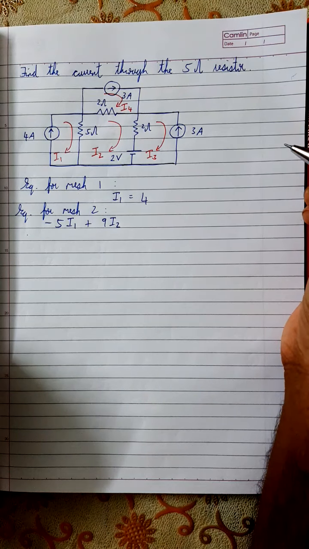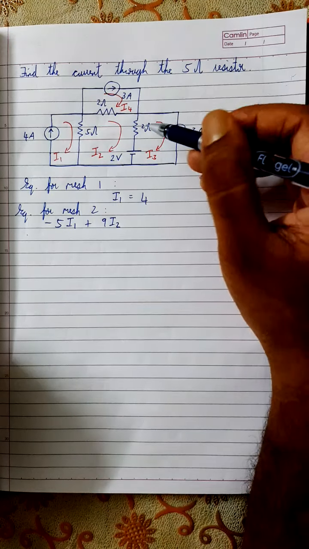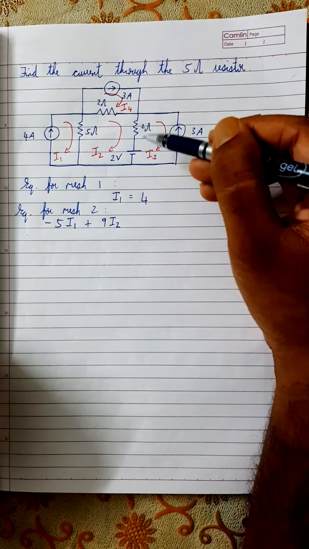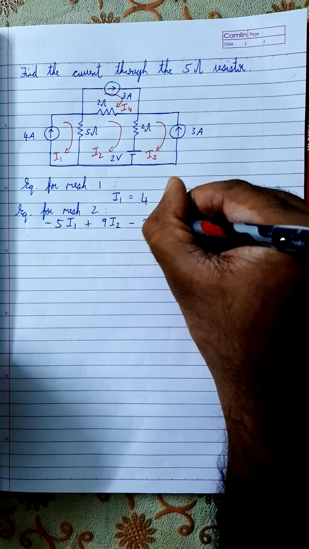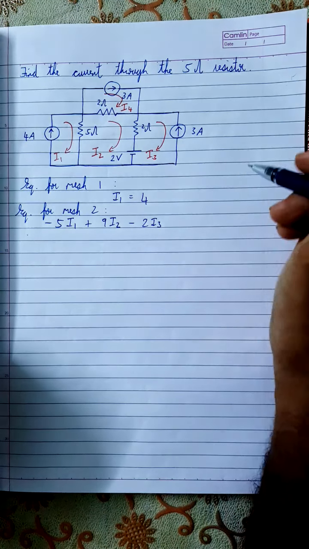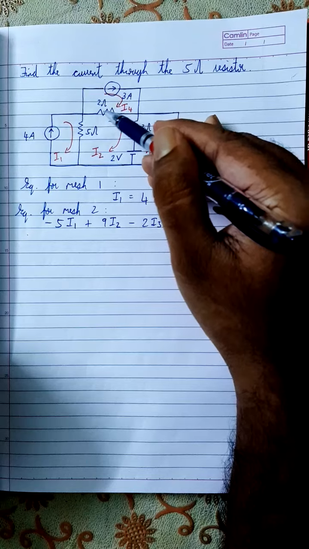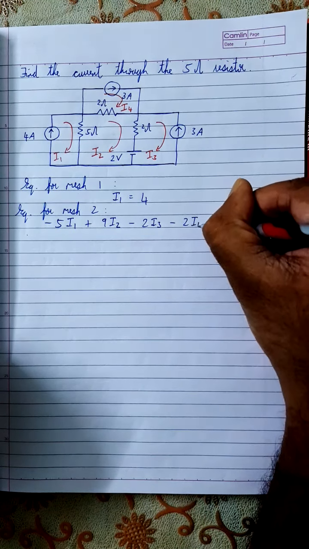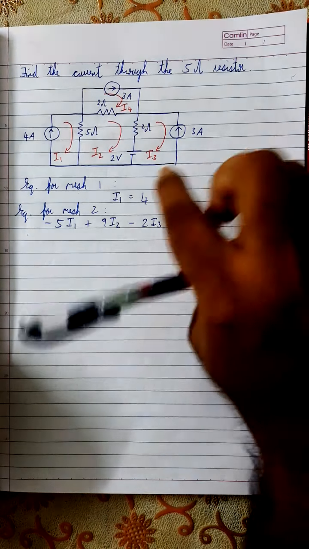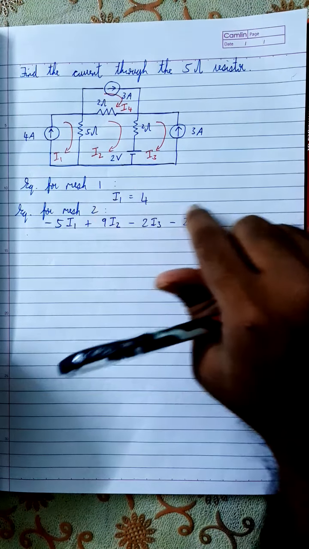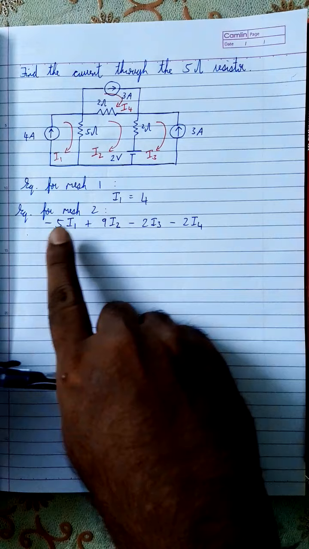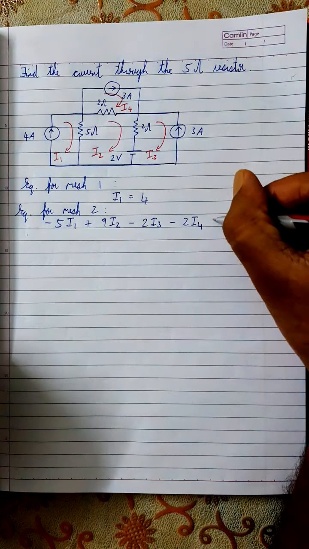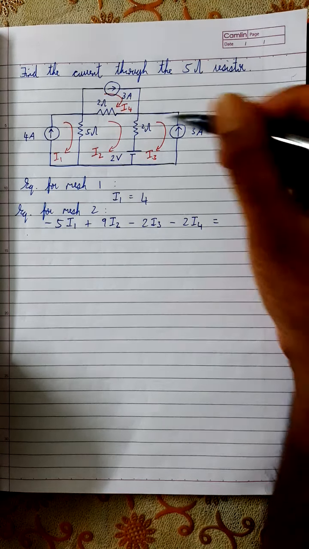9 I2. And what about I3? Well, I3 touches this 2 ohm resistor over here, right? So it will become minus 2 I3. And what about I4? Yes, I4 is also touching this 2 ohm resistor over here, so it becomes minus 2 I4. See, so this is the mesh 2 equation. Mesh 2 means I2 is positive and the remaining currents are negative. That's what it means.